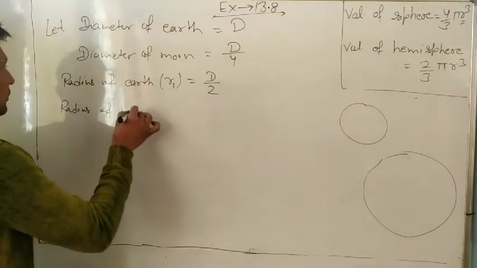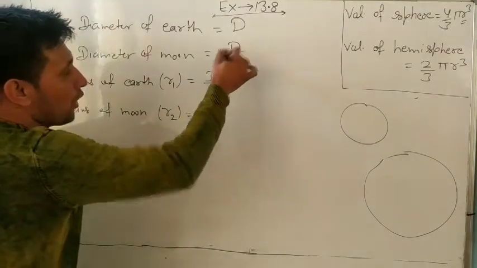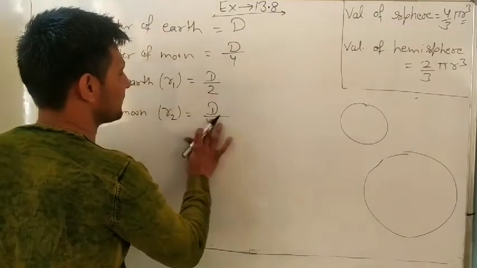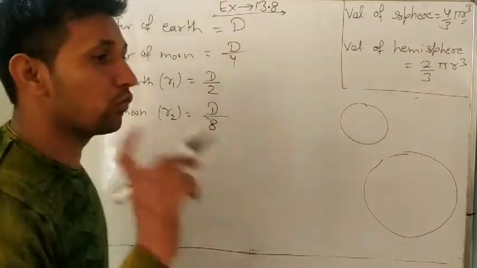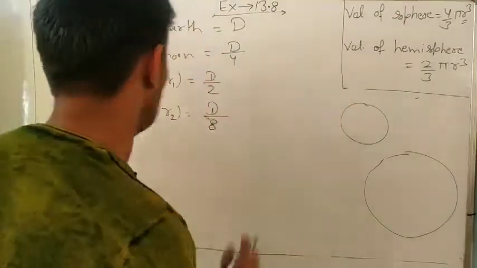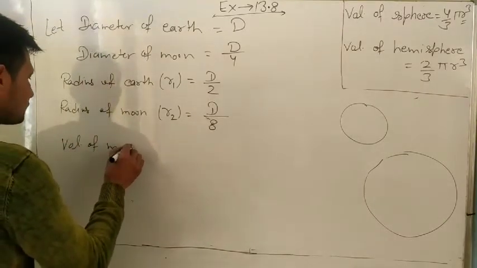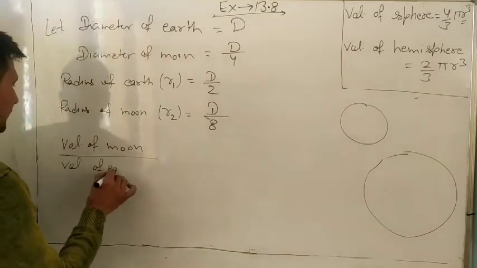Radius of moon is equal to r2. How much? Half of this one. So d by 4 divided by 2. So how much does it become? D by 8. Understand? And we have to find the ratio of the volume. So write the volume of moon and the ratio with the volume of earth. We have to find.